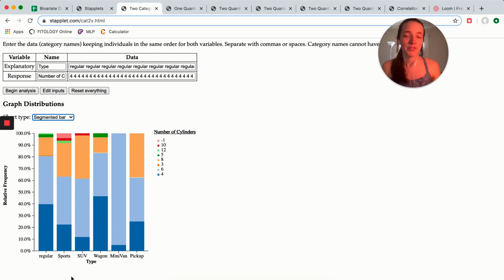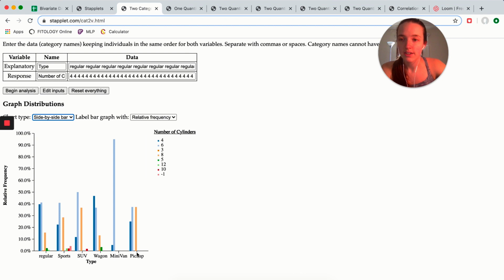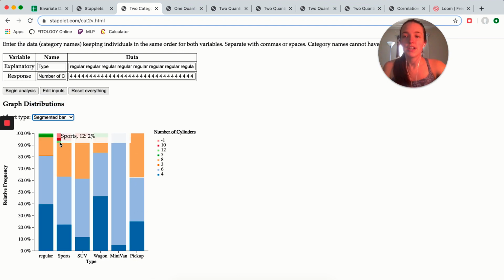And these three types of graphs should be very familiar after Unit 1. We've got the side-by-side bar plot, or bar graph. You can see that the minivan has 6 cylinders more frequently than others. We've got the segmented bar graph. That's where you take the side-by-side bar graphs and put the bars on top of each other. I don't know why some cars have -1 cylinders. I feel like that is a typo.